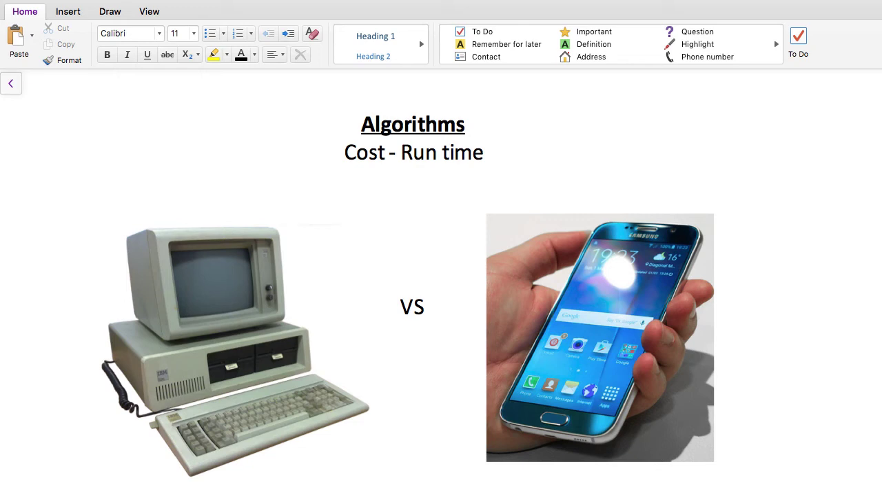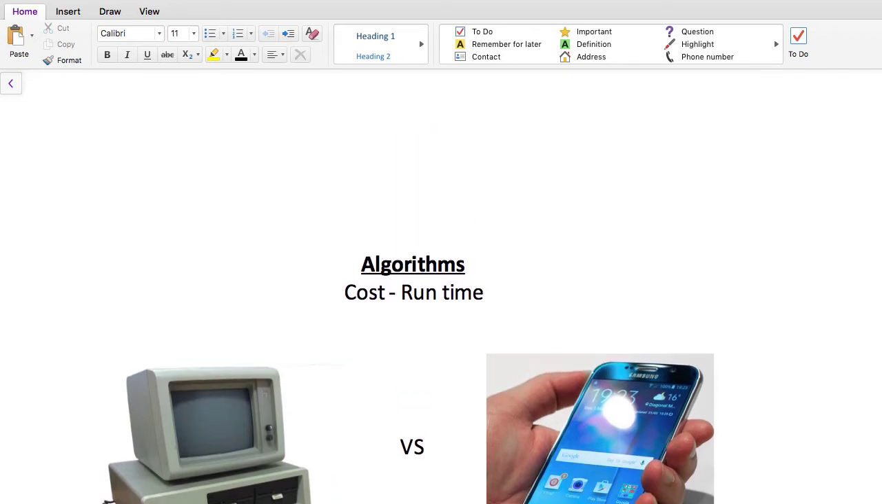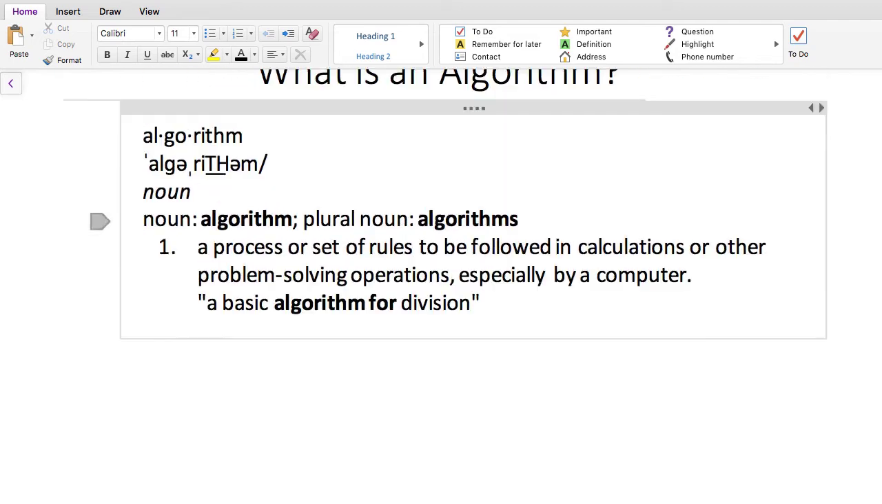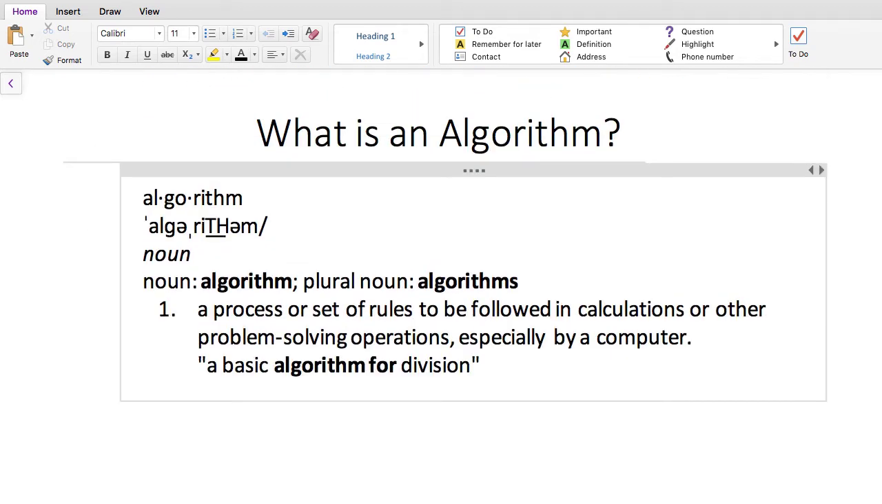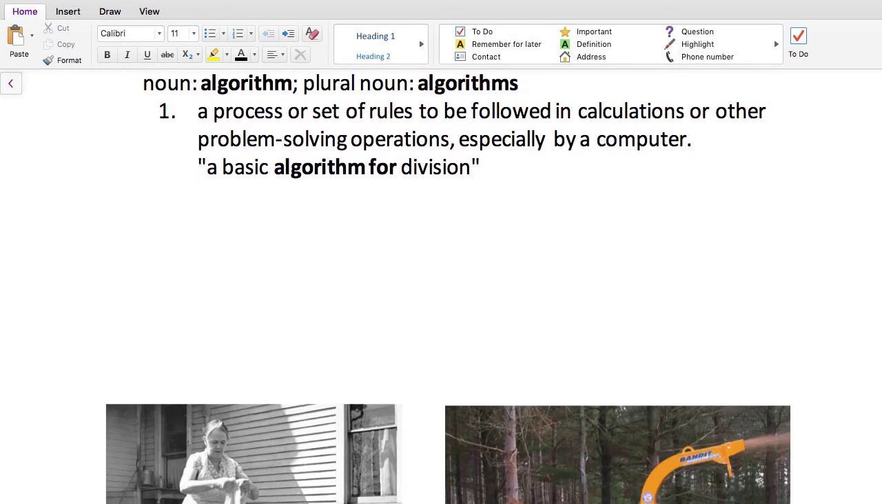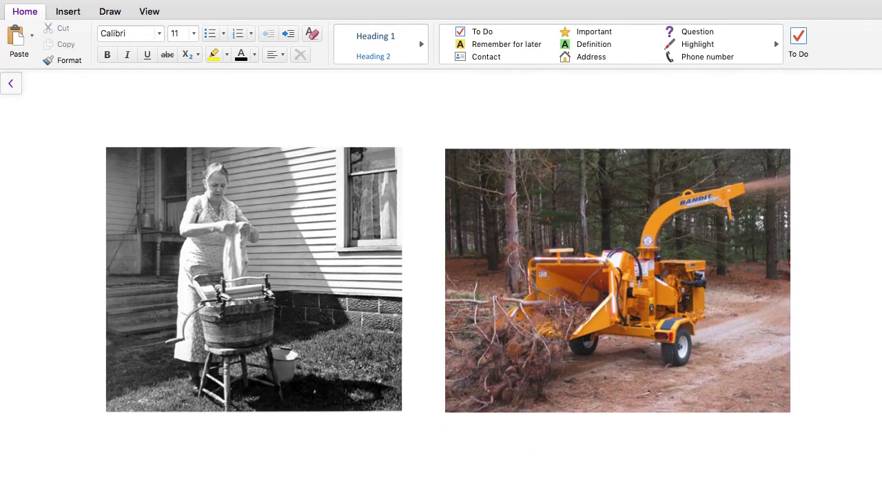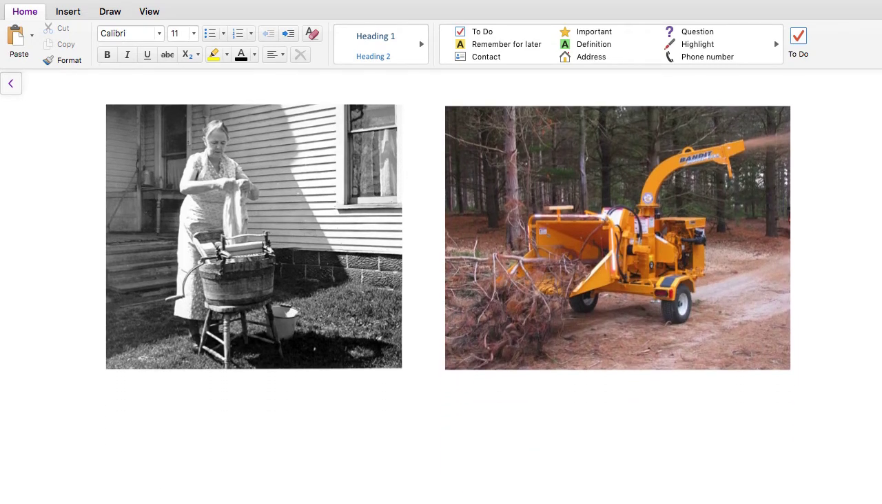Hello everyone. In this video today, we're going to continue talking about algorithms, specifically cost and runtime. I'm going to scroll up a little bit here and just go over briefly what we talked about last time. So we defined what is an algorithm, we gave the definition, we used a couple of analogies, one of washing clothes and a wood chipper to help us better understand that.